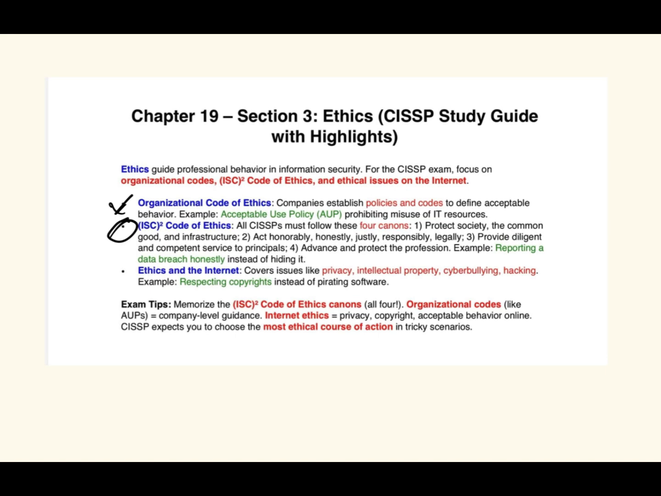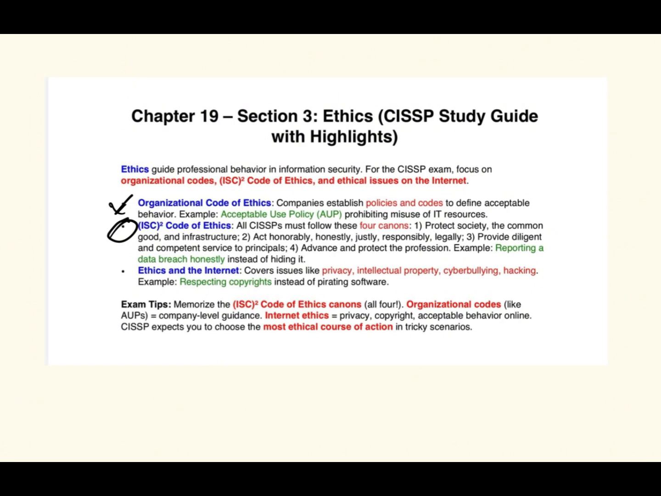One is protect society, the common good, and the infrastructure. Put public safety first. So people, public, human safety comes first. So that is the first canon, where we need to make sure we protect the society, the common good, and the infrastructure. So second is act honorably, honestly, justly, responsibly, and legally. Do the right thing even when no one is watching.